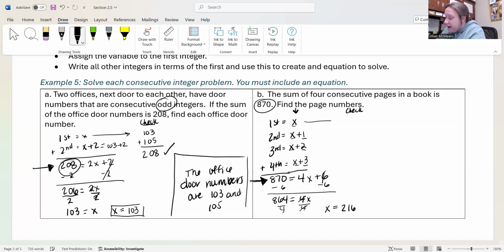So I know that x is just 216. The second integer is going to be 216 plus 1, which is 217. The next integer is going to be 216 plus 2, which is 218. And the last and fourth integer is going to be 216 plus 3, which is 219. Make sure you have integers that truly are consecutive. Yes, these are consecutive. Yes, they're integers. Now we just have to check their sum. We want to make sure they add up to 870.